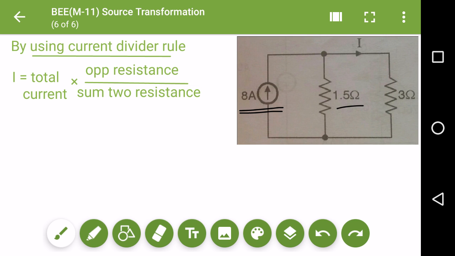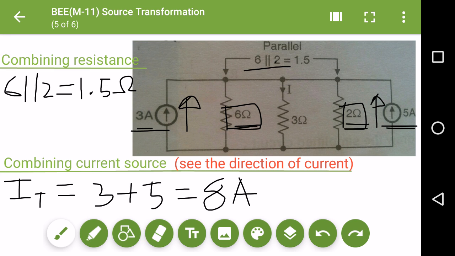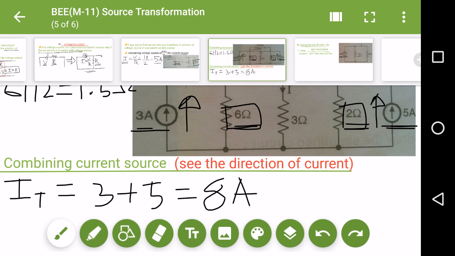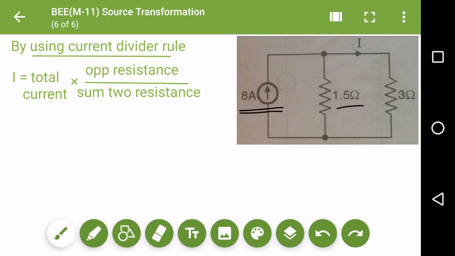1.5 ohm resistance, which I found by combining the 6 ohm and 2 ohm resistances over here. And my 3 ohm resistance just remains the same. I did not touch that 3 ohm resistance, because it is important to find the current through the 3 ohm resistance. Now, by looking at the circuit, I can guess that it is just a current divider rule. It is to find the current in a two branch circuit, and I will use my current divider rule over here.